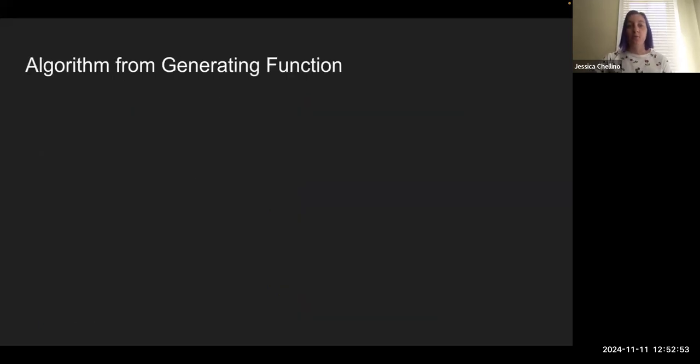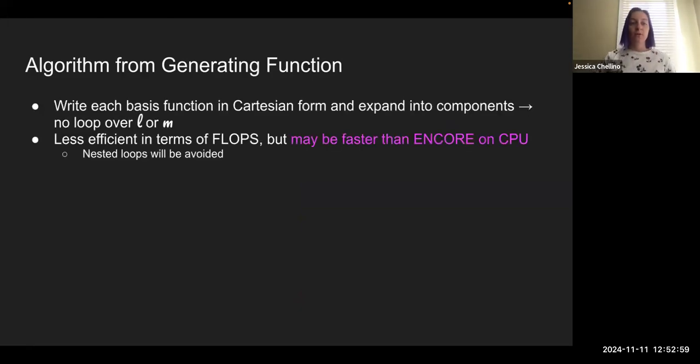Now, let's contrast that with what we could do with our generating function for the isotropic functions. Since the generating function allows the isotropic functions to be written in Cartesian form, we don't need to loop over the angular momenta or the corresponding projective quantum numbers. So if we use our generating functions to compute the isotropic functions, this could be less efficient in terms of flops, but since we're avoiding nested loops, this could be faster than Encore on the CPU.